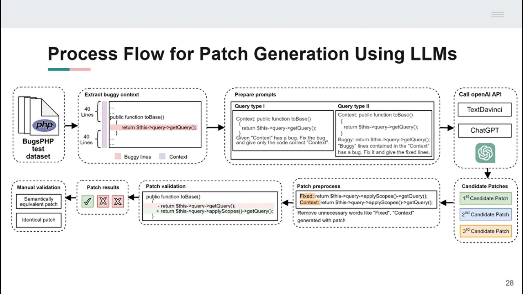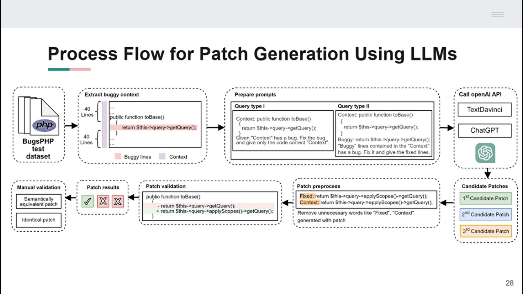First, extract the buggy line and its context. We use two query types as prompts for the model. For both query types, we take as context a maximum of 40 lines above and below the buggy location, including the buggy line. But in query type 1, we don't specify which are the buggy lines, whereas in query type 2, we provide the buggy lines as additional information to the model.